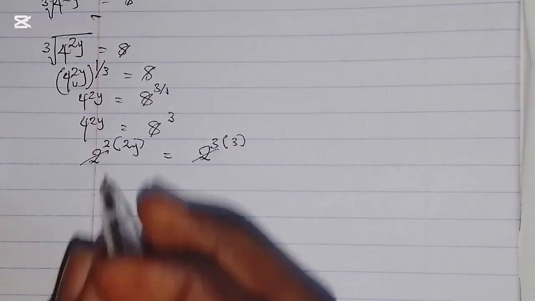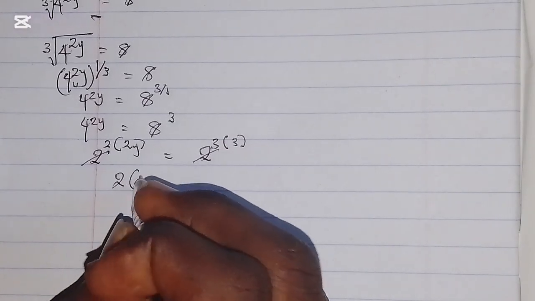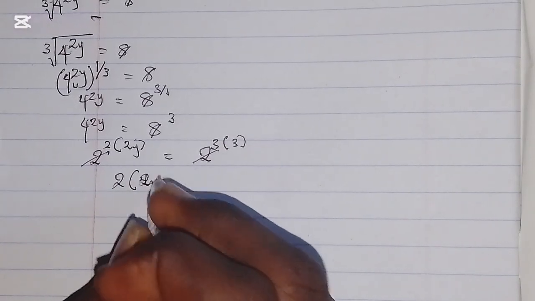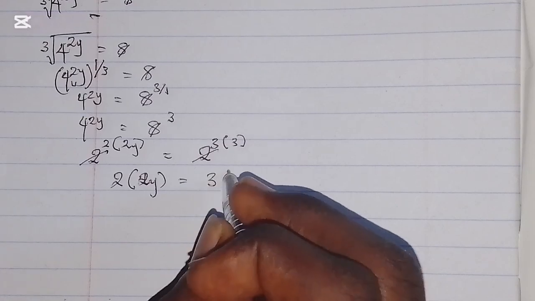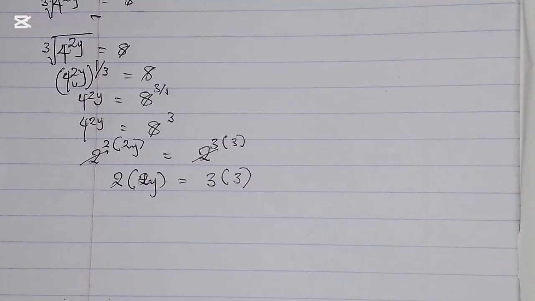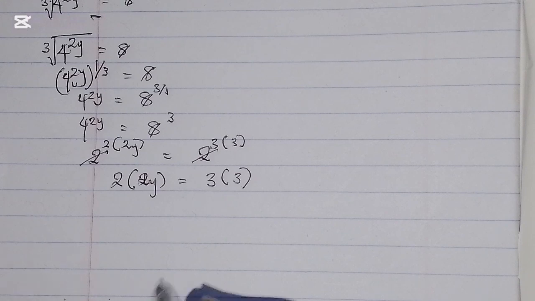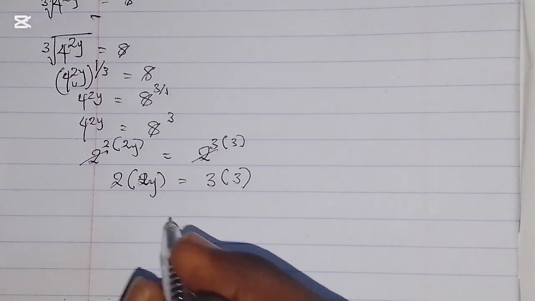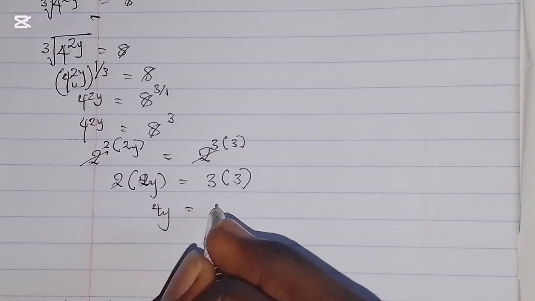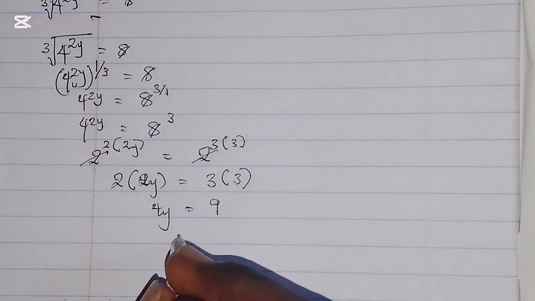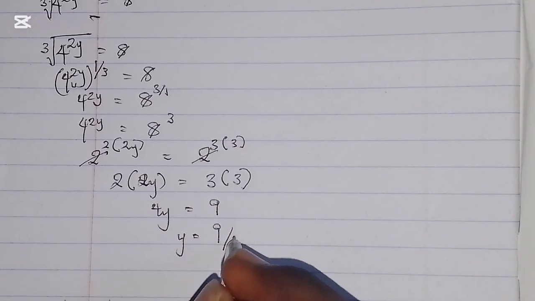Let's cancel everything. We now have 2 bracket 2y equals 3 bracket 3. What should you do? Use this to open brackets. Use it to open this bracket. Now we have 2 times 2. We now have 4y equals 9. So now y equals 9 over 4.